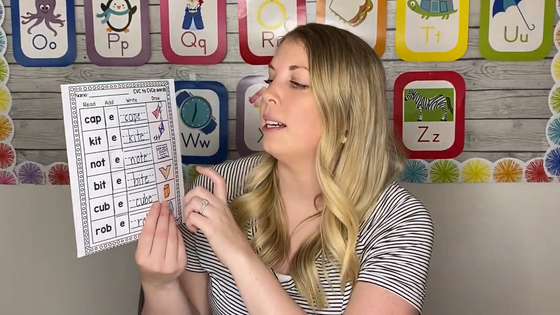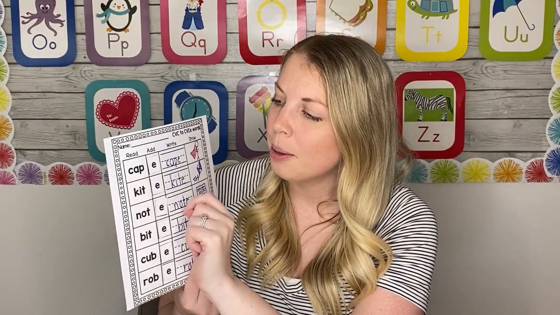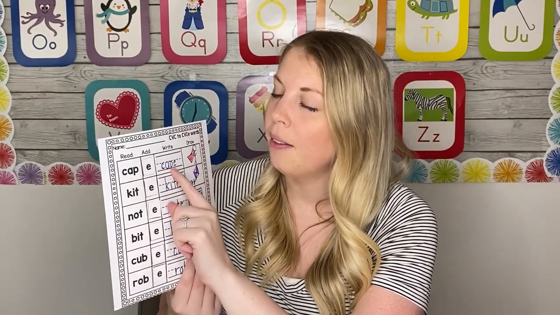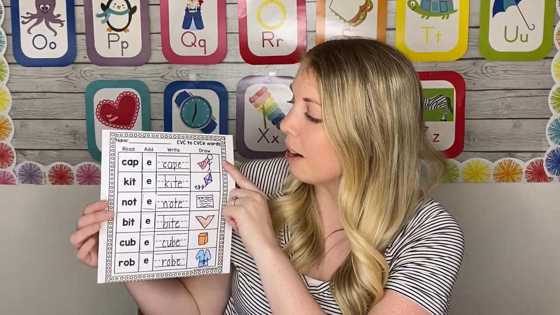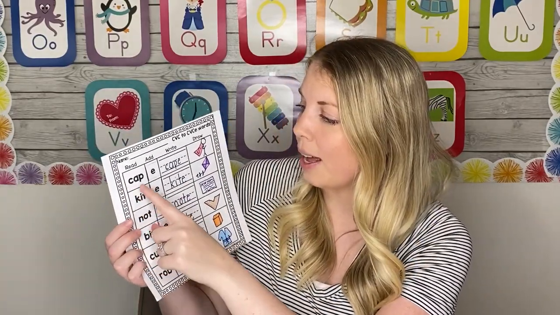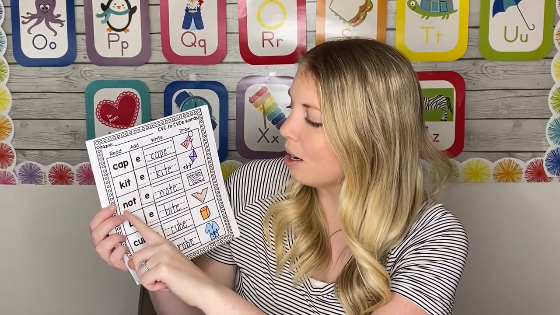Another activity that I like to do with my students is I have them add the E to the end, like what I was saying before. So they read the word cap, but now they're going to add that E. They're going to read it again, cap, cape, and then they're going to write it and draw it. So now I can see if they understand what word they read. So cap becomes cape, kit becomes kite, not becomes note, and so forth.